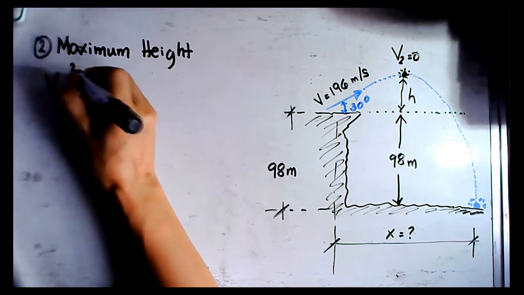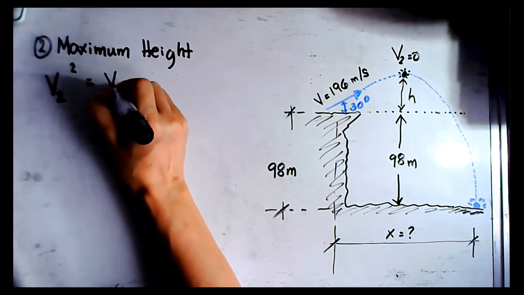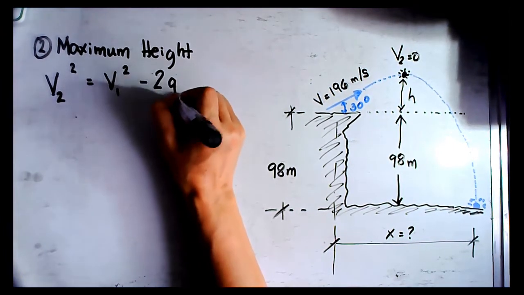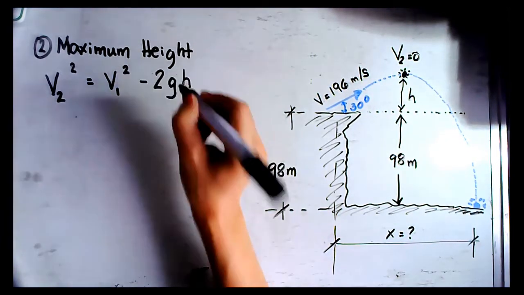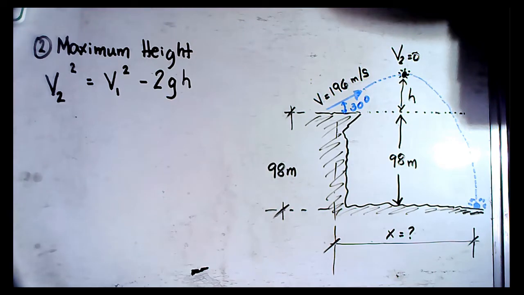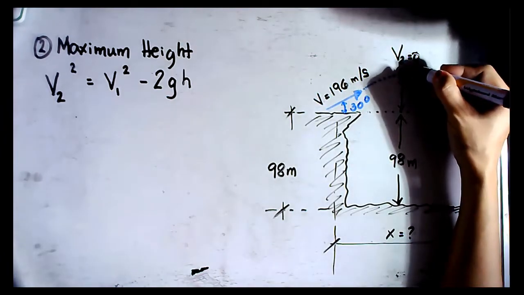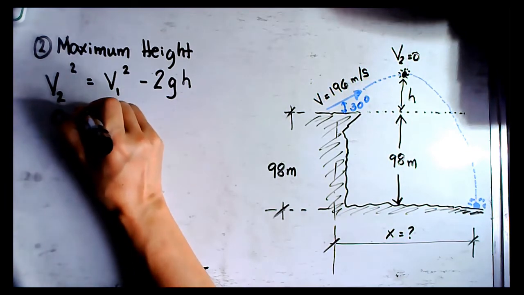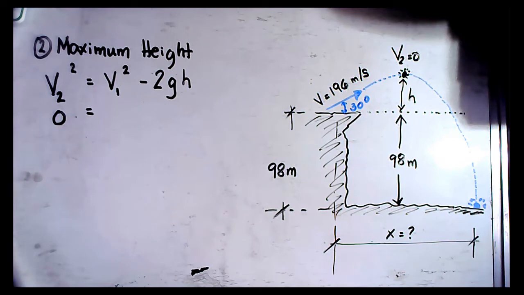final velocity squared is equal to initial velocity squared minus 2 times g, which is acceleration due to gravity, multiplied by h. So take note that based on our computation, since v sub 2 is at the maximum height, that would be equated to 0. And that would be equal to, based on our computation, the value for the initial velocity that we computed, which is V sub 2 equals V sub 1 plus at.